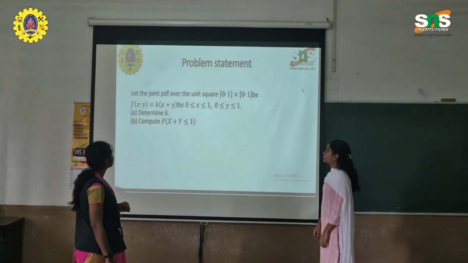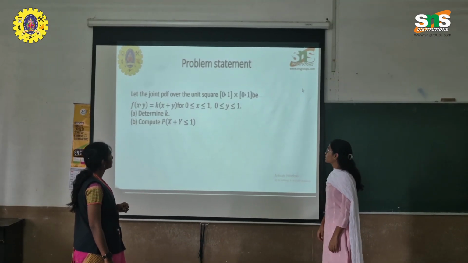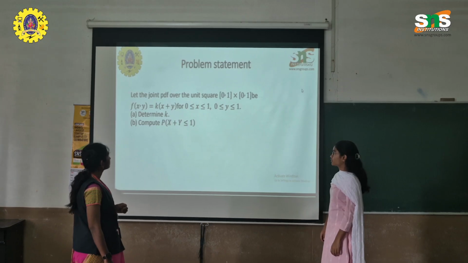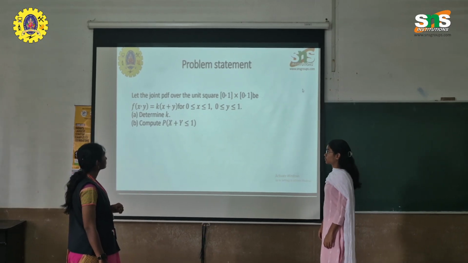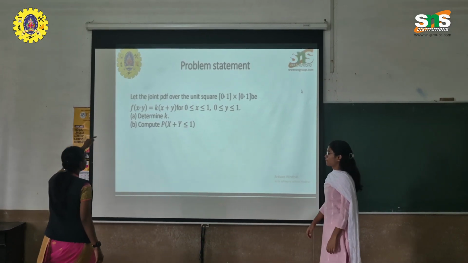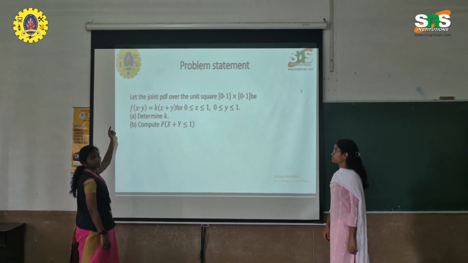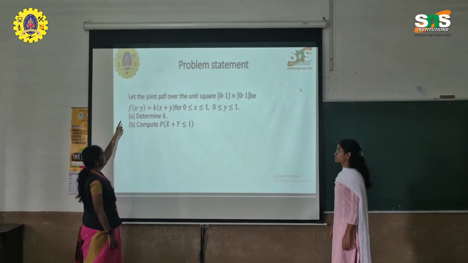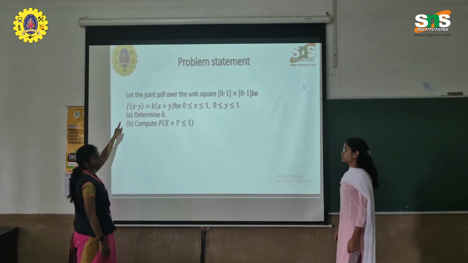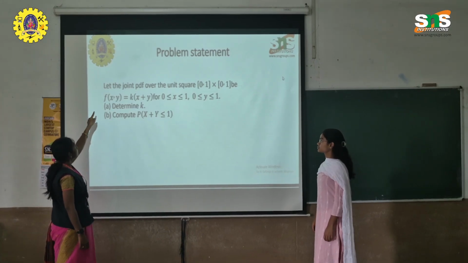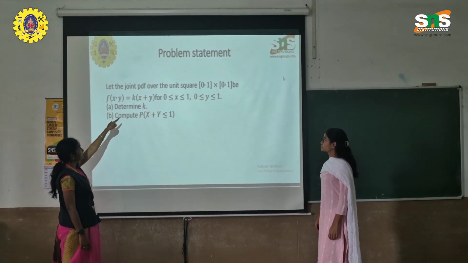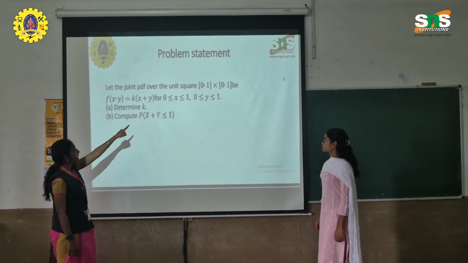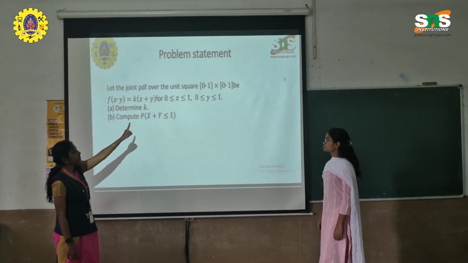Statement. Let the joint PDF over the unit square [0,1] × [0,1] be f(x, y) = k(x + y) for 0 ≤ x ≤ 1 and 0 ≤ y ≤ 1. So we have a joint probability density function for the given area: f of x comma y is equal to k into x plus y, where x lies between 0 and 1 and y lies between 0 and 1.